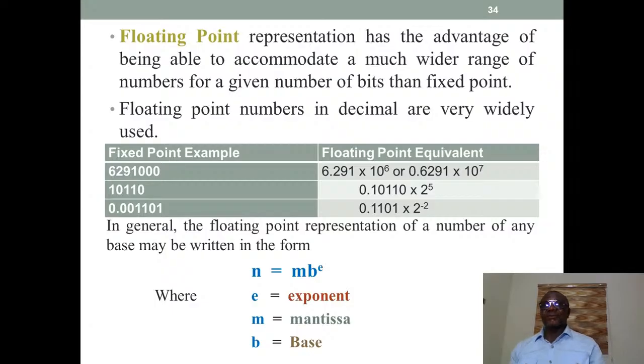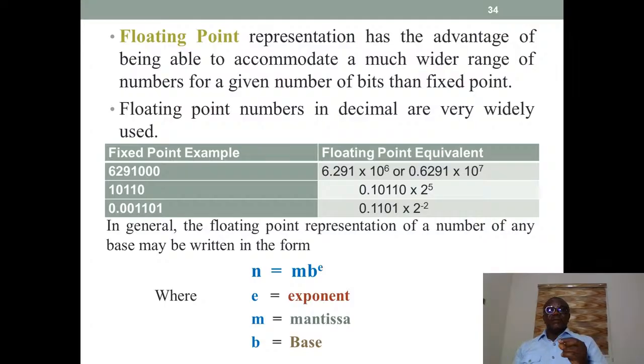Then floating point representation, which is another way, has the advantage of being able to accommodate a much wider range of numbers for a given number of bits than fixed point. Remember, we said the fixed point has two major disadvantages. The floating point tries to overcome that to allow you to represent any number.